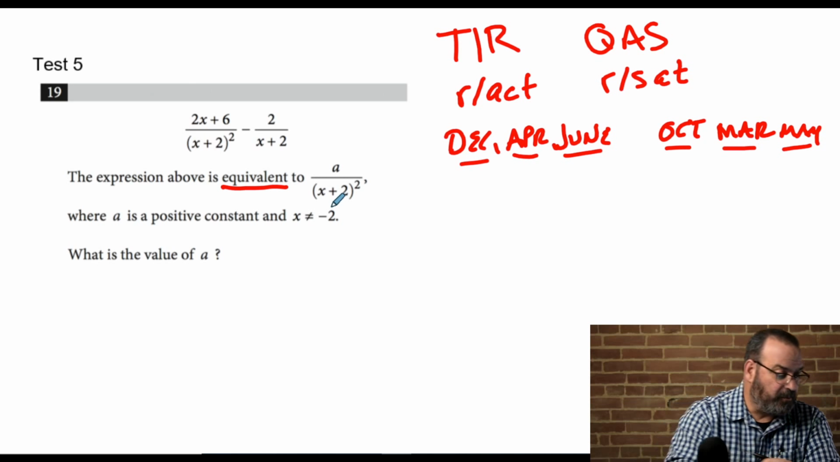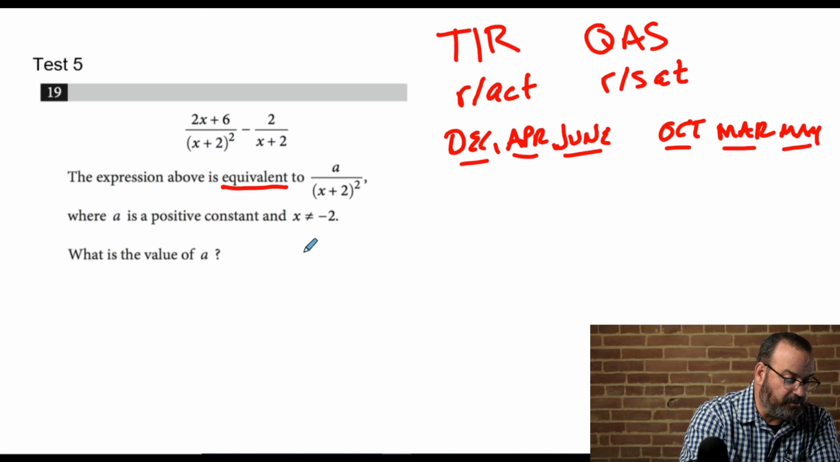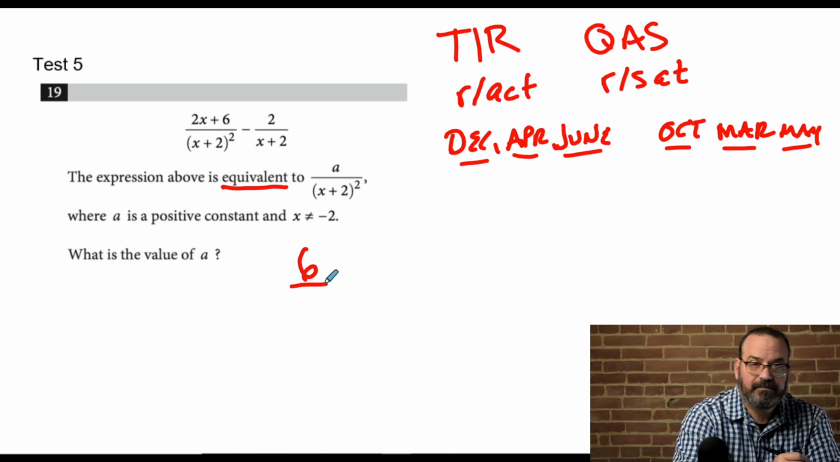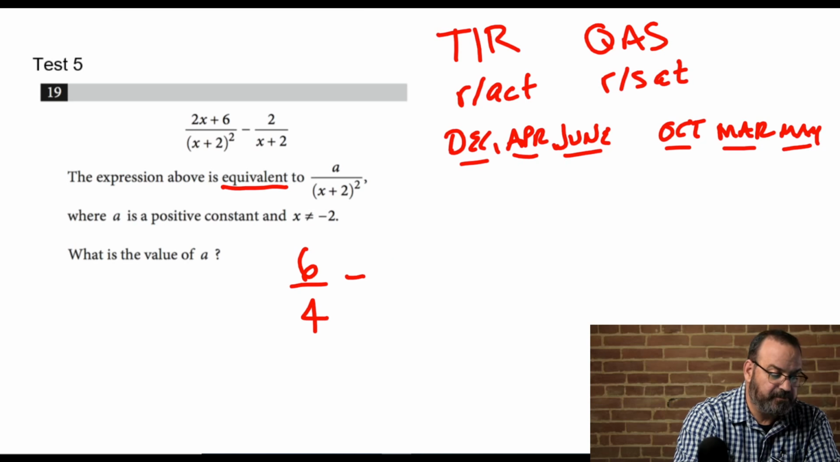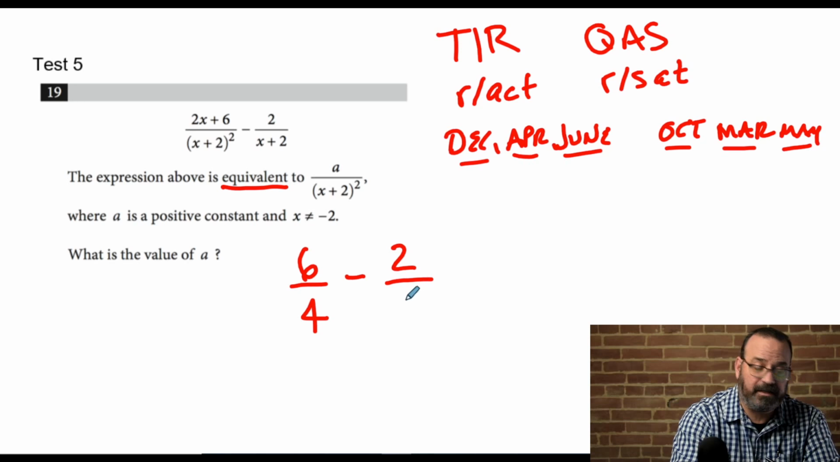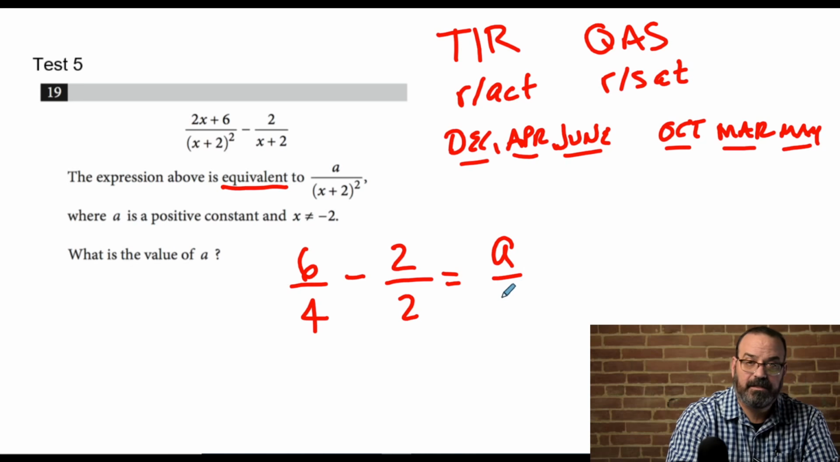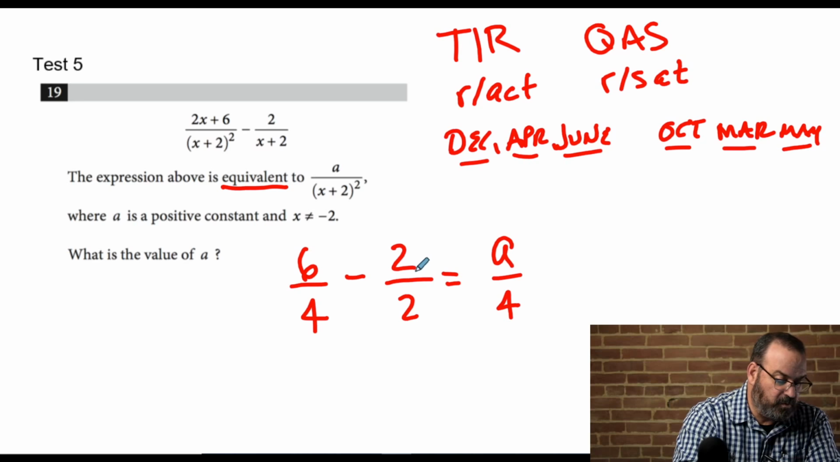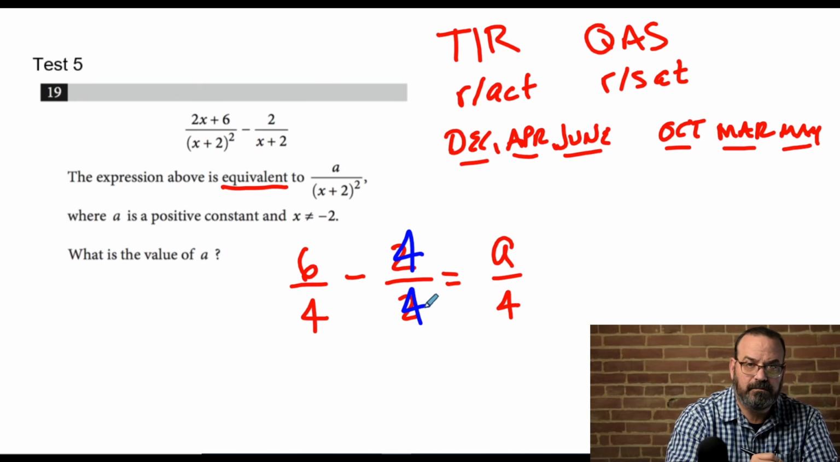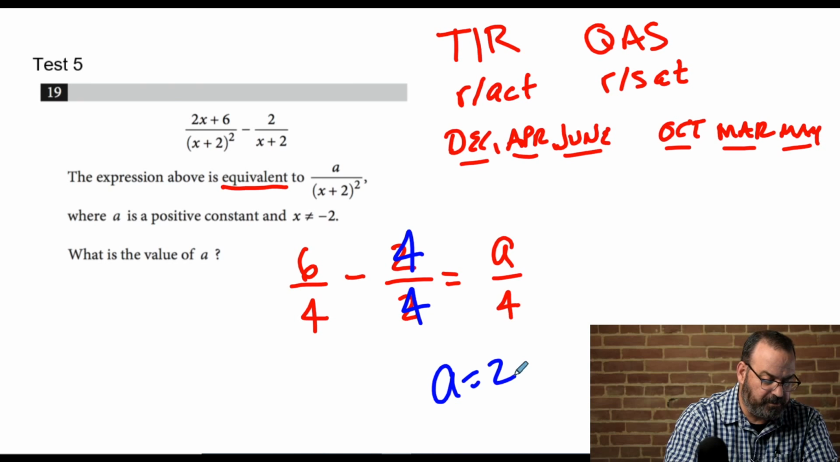Substitute 0. What do I get? 2 times 0 is 0, plus 6 is 6. 0 plus 2 is 2, squared is 4, minus 2 over 0 plus 2, which is 2, is equal to a over 0 plus 2 squared, which is 4. Well, 2 over 2 is the same as 4 over 4, and 6 minus 4 is 2. They have all the same denominator, so a equals 2.